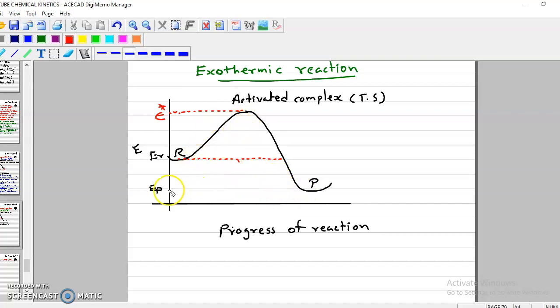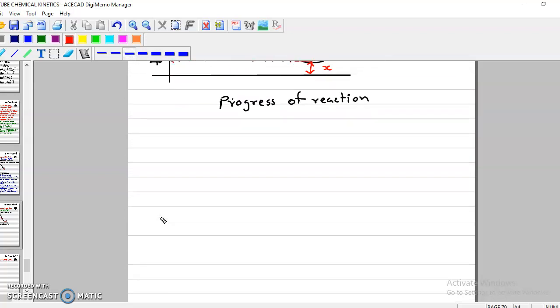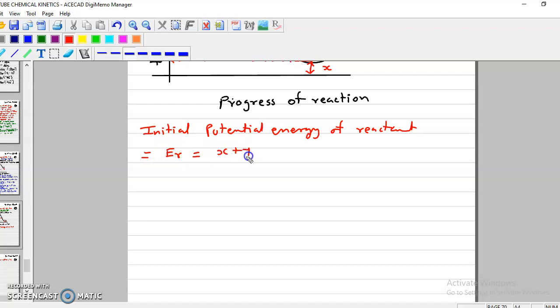Now here, first of all, let us define this as energy of product, EP, is equal to X. Energy of reactant and product difference is, say, Y. And this difference, we call it Z. Then initial potential energy of reactant is equal to average kinetic energy of reactant is equal to ER is equal to X plus Y. Potential energy of product which is EP is equal to X.